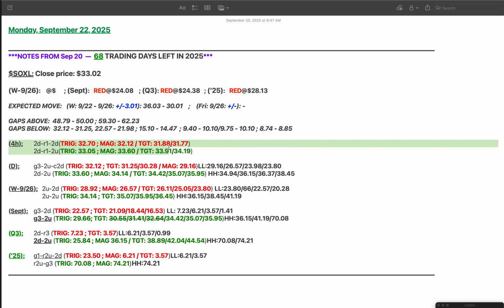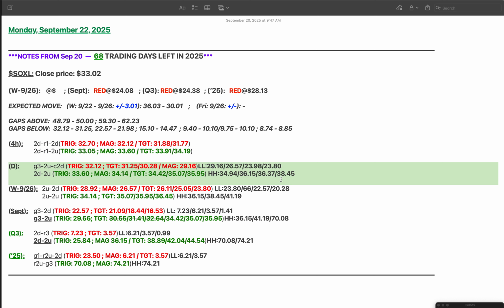But from a 4-hour, full day trade perspective, or an overnight swing perspective, we've got our trigger of 32.70 to the downside, with the magnitude of 32.12 and extended targets of 31.88 and 31.77. The 2-1-2 to the upside would trigger at 33.05, giving us a magnitude of 33.60 and extended targets of 33.91 and 34.19. And then from the day perspective, you would have that 3-2 up combo 2 down, triggering at 33.12. The magnitude is 29.16, but again, because that's such a big move, we've got a couple of targets in between at 31.25 and 30.28.